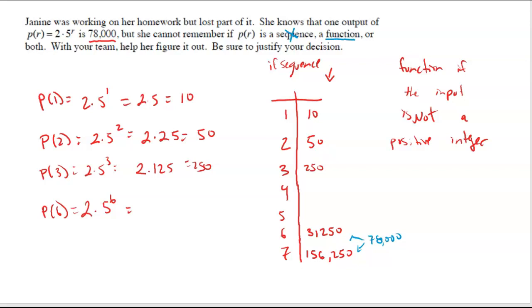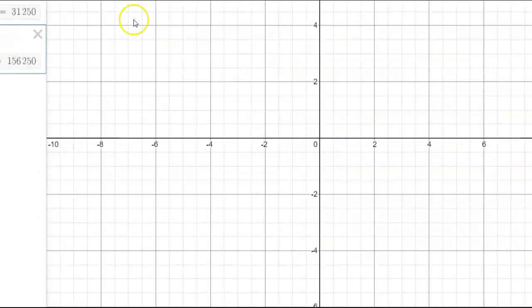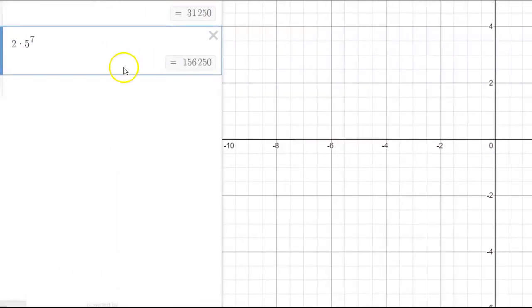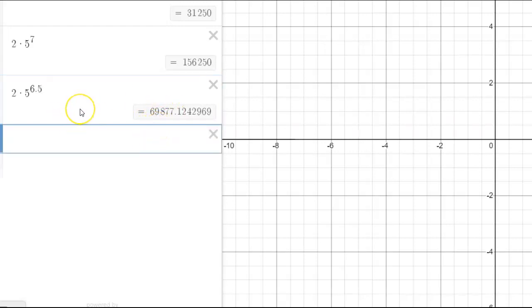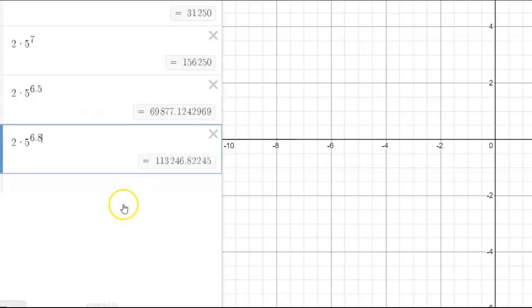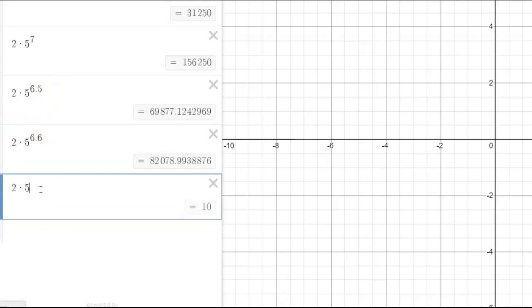Okay, and so notice that if I come back to Desmos, what happens if I start plugging in decimals? So if I say 5 to the power of 6.5, right? Notice that I get close to 78,000. So it's higher than 6.5. So 2 times 5 to the power of maybe like 6.8. Ooh, too much, right? So let's try 6.7, too much. 6.6, it's still too much, okay? So we know it's somewhere between 6.5 and 6.6.